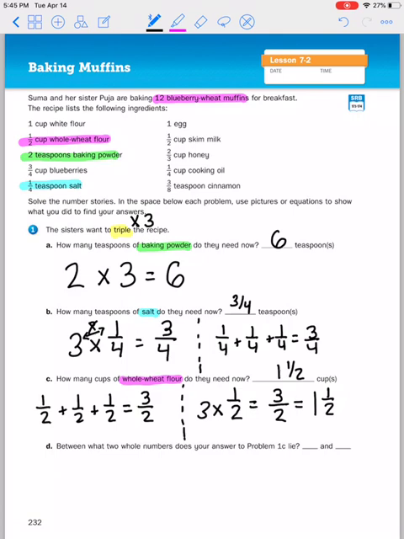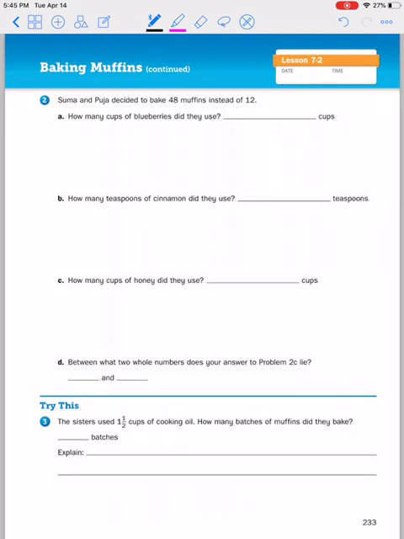Between what two numbers does your answer to problem 1C lie? So if I were to plot 1 and 1/2 on a number line, it would be halfway between 1 and 2. So the whole numbers would be 1 and 2. Okay, let's look at the next page.